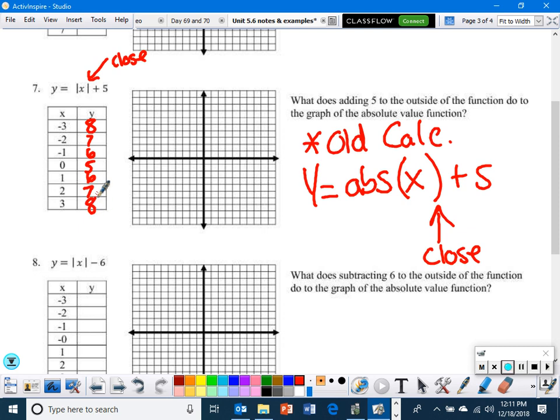All right, so if I graph this, I have negative 3, 8, negative 2, 7, negative 1, 6, 0, 5, 1, 6, 2, 7, 3, 8. There it is. So what does adding 5 do to the graph? Well, it moved it up 5 units.